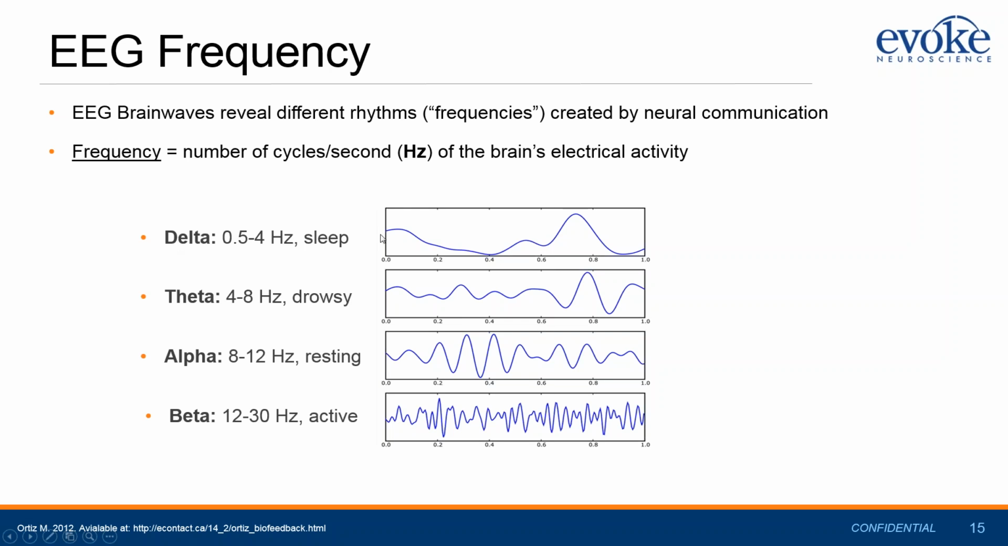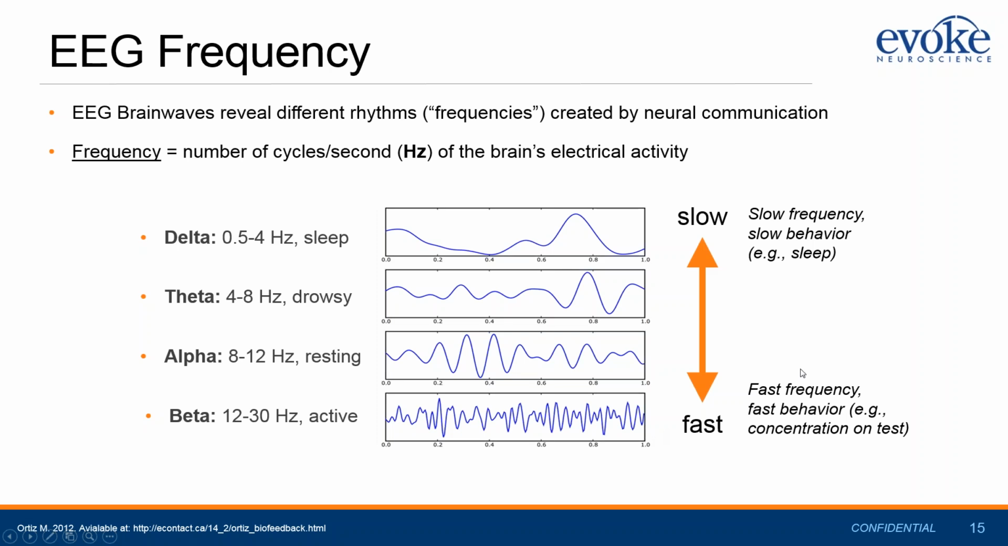So here are some graphs of our 4 frequency bands. So delta is our really slow frequencies. There are not very many cycles within a second here. Theta is a little bit faster. Alpha is kind of our resting state, normal brainwave, and beta is our really active, fast brainwave activity.